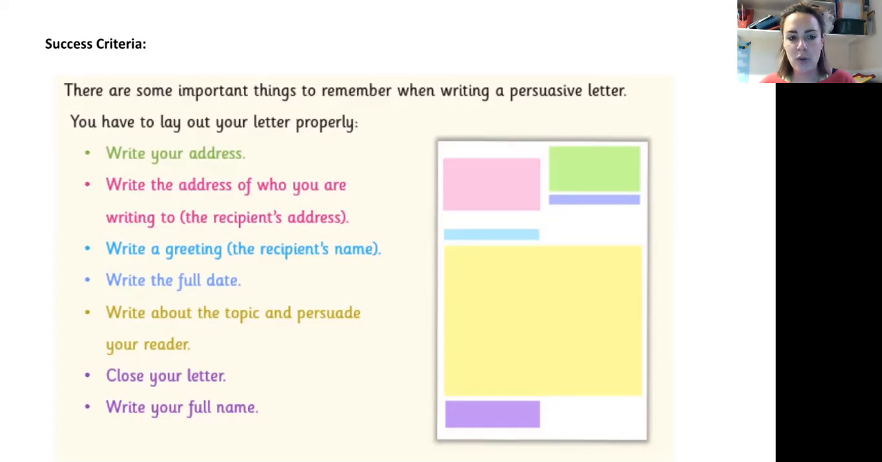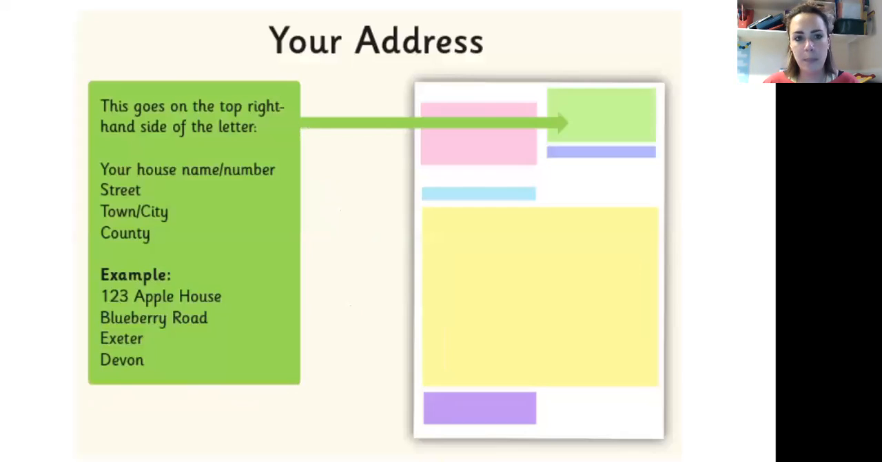In the blue section, you're going to write the full date. I'll explain a bit later on what that looks like. In the fleshy orangey colour, you're going to write about the topic and persuade your reader. And the purple section is how you close your letter and you write your full name. We have written letters in class before, so you should be familiar with this format, but today we're thinking about using that letter to persuade somebody.